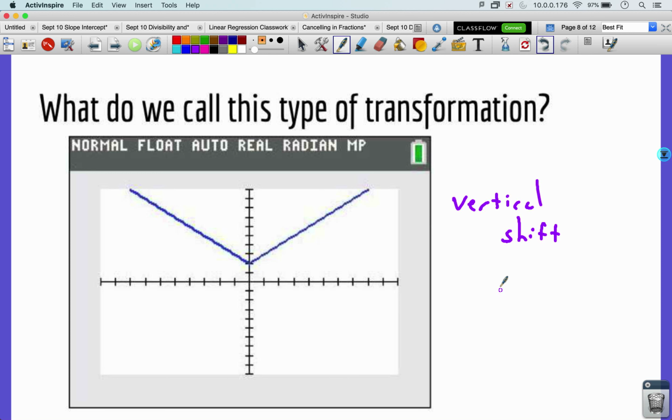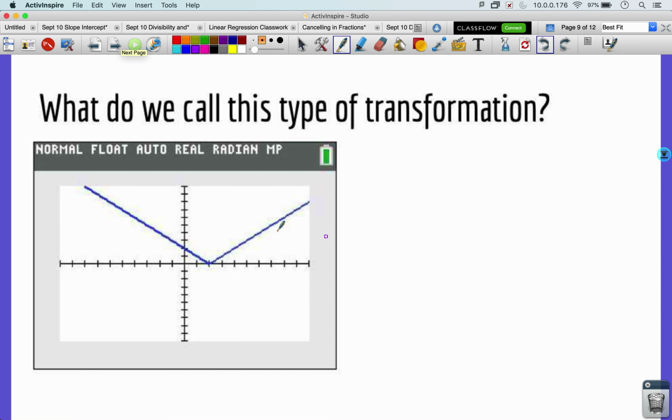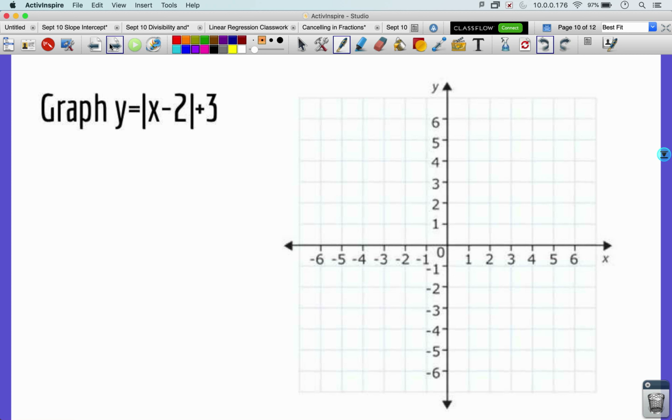And the letter we're going to start using for this is K. All right, here the vertex has been moved 2 units to the right. This is going to be called a horizontal shift. The variable we're going to start using for this is H.